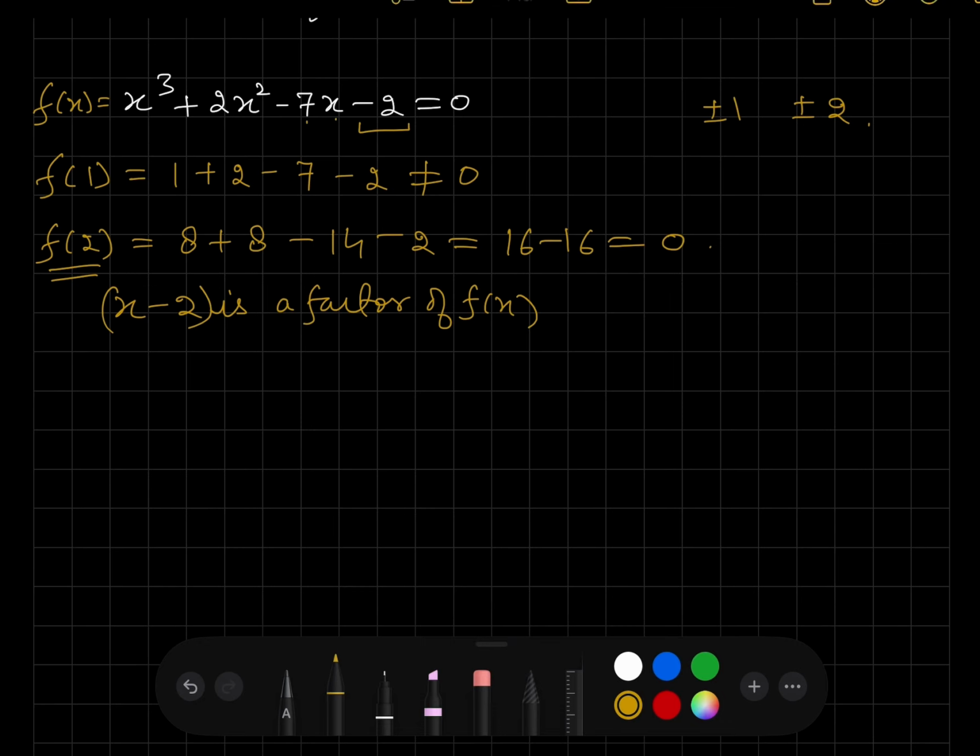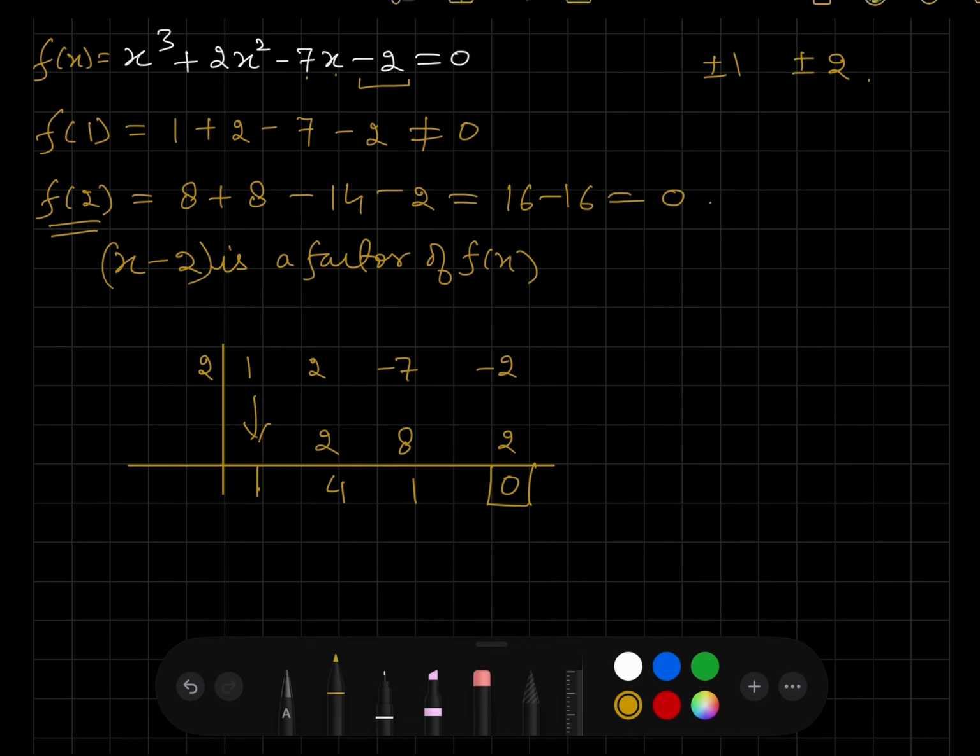Now since x minus 2 is equal to 0, my 2 would be written here, right? And the coefficient of x cubed will be 1. Coefficient of x squared is 2. Coefficient of x is negative 7 and the constant term is negative 2. Now just make a line here, very easy. So 1 would be taken down. 2 times 1 is 2. 2 plus 2 is 4. 2 times 4 is 8. Minus 7 plus 8 is 1. 2 times 1 is 2. So negative 2 plus 2 comes 0.